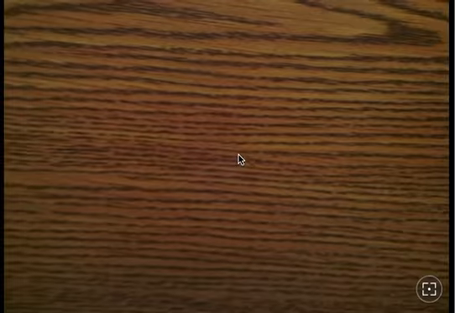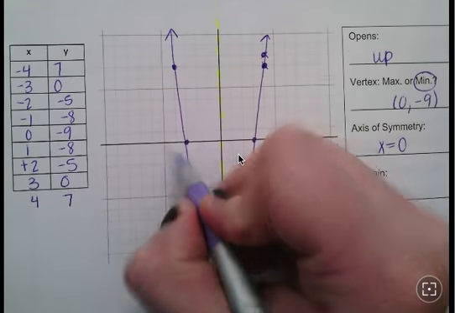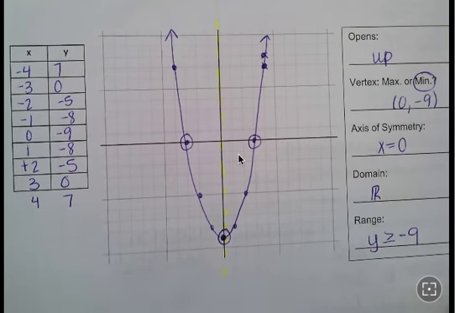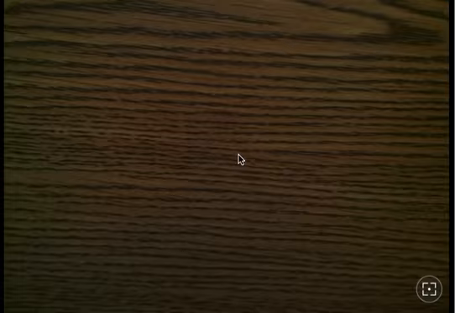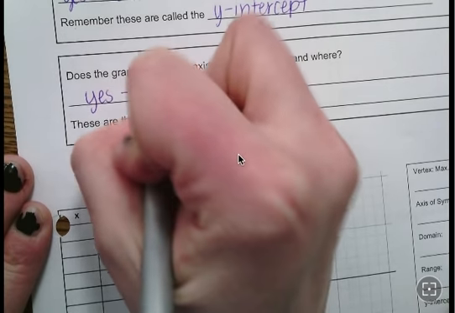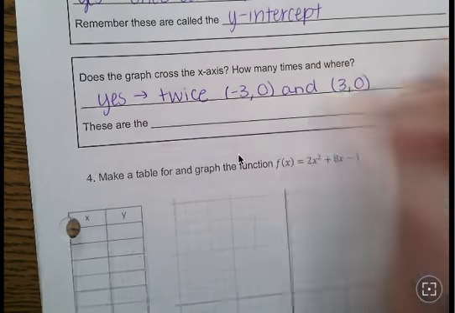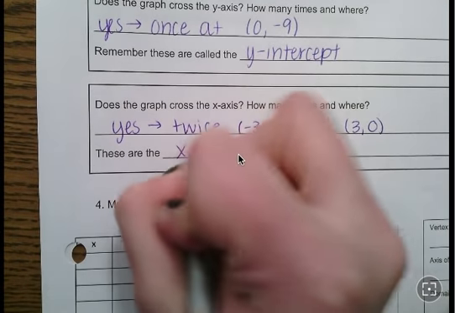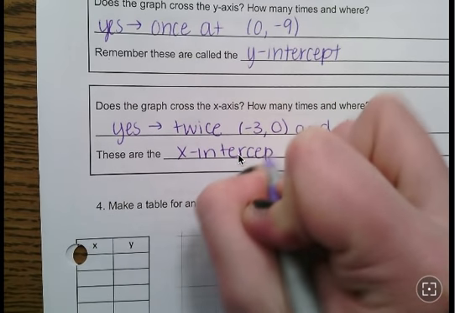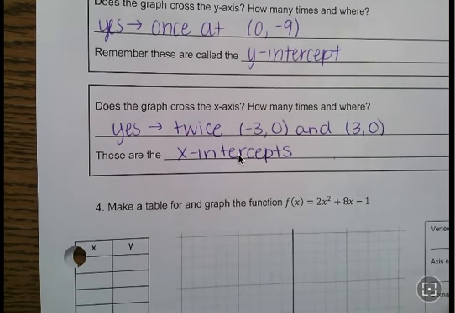So now let's look here. Does the graph cross the x-axis? And it does. It crosses the x-axis here and here. That's the point negative 3 and positive 3. So yes, it does. How many times? It crosses twice this time. And where? It crosses at negative 3, 0 and positive 3, 0. Okay? And these are the x-intercepts. So those are just two more characteristics about parabolas that we're going to be talking about. These are very, very important, especially in Chapter 9. Chapter 9 is going to talk heavily about x-intercepts.